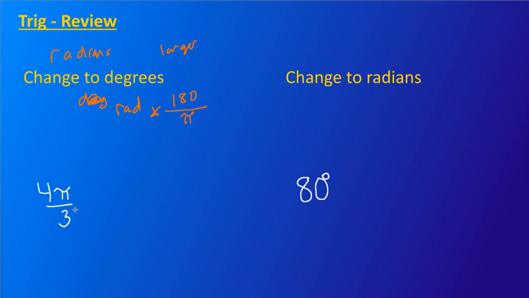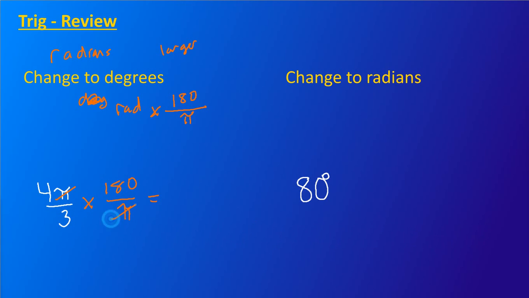So down here, here's my example. We have 4 pi over 3, so we're going to multiply that by 180 over pi. And now we're going to have to do a little bit of cross-canceling. Now, look, it is times. This is not equal. This isn't a proportion. So we aren't going to cross-multiply, but we will cross-cancel.